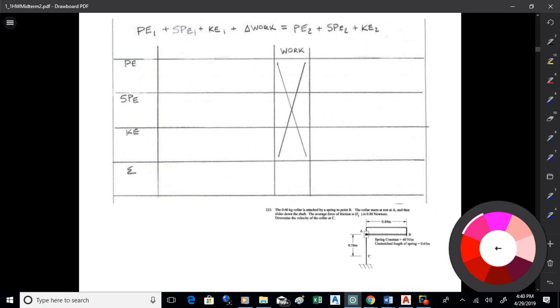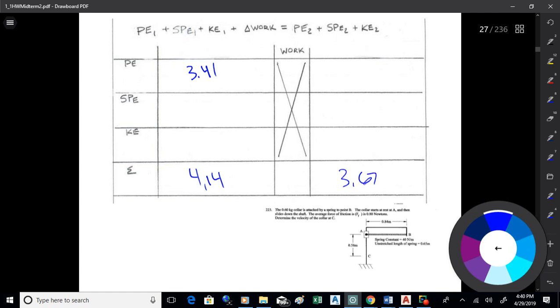So you can just kind of work on through this, and you can make sure you're getting these, but that ought to be about 3.41. This ought to be about 4.14, and this ought to be about 3.67. That's how the numbers should work out. You can get some of those other numbers in there, but that's just some of the numbers you ought to be getting.